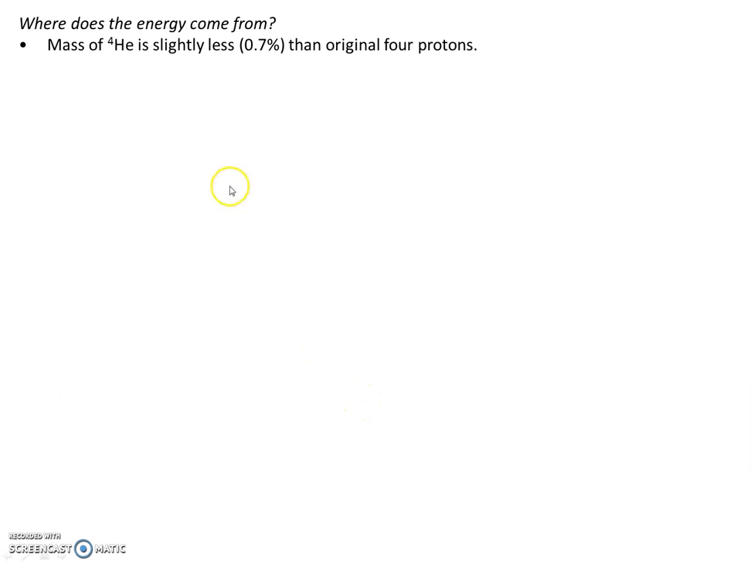Now, you might ask, why does energy come out in this reaction? Well, it turns out that the mass of the helium is slightly less, only 0.7%, than the original four protons. So if you put the four protons on one side of a teeny tiny scale and put the helium nucleus on the other side, the protons would be heavier. The protons would push the scale downward. The missing mass is converted directly into energy. So that little tiny bit of mass that gets lost when you turn the four protons into the helium nucleus is converted directly to energy.